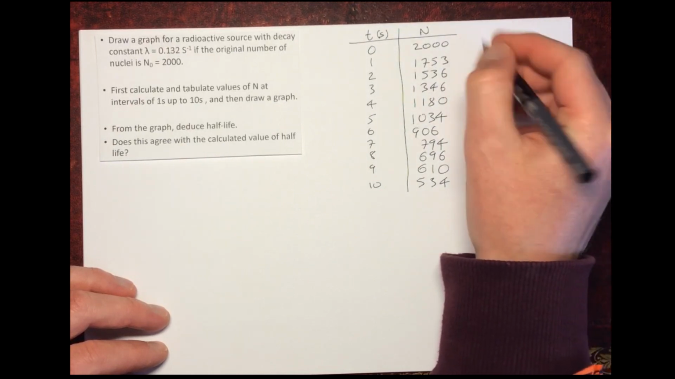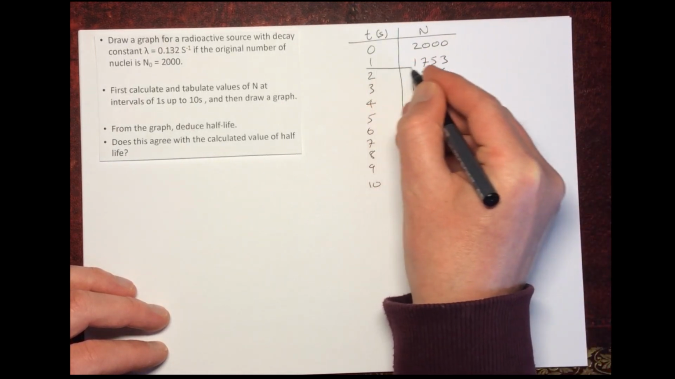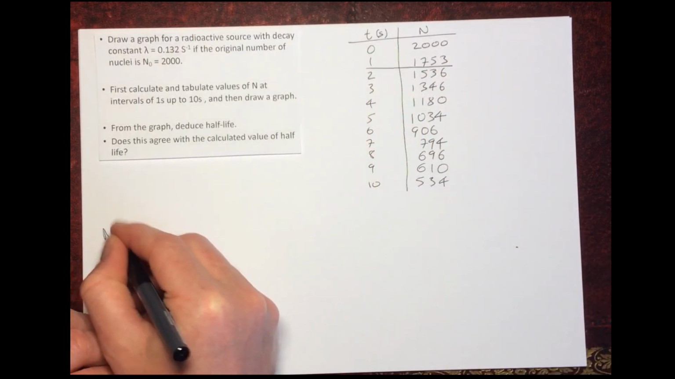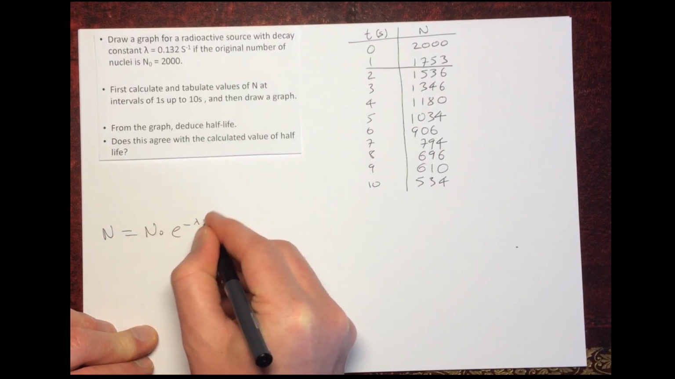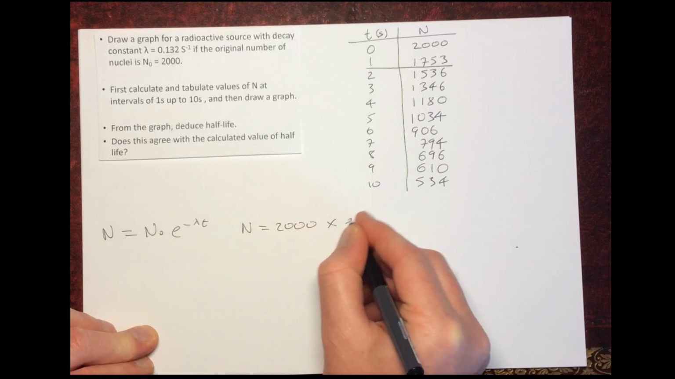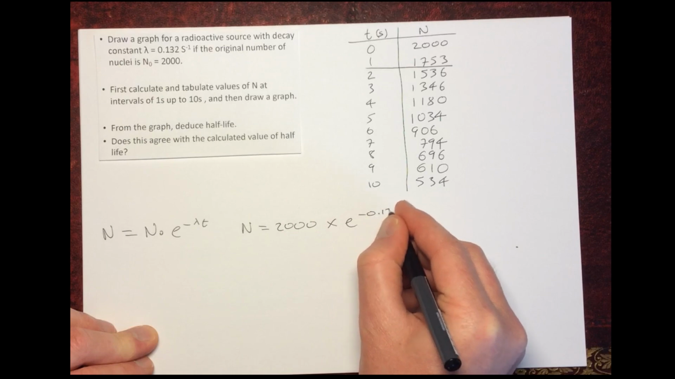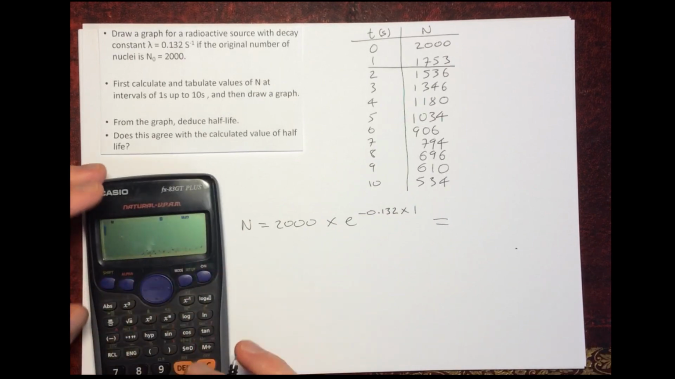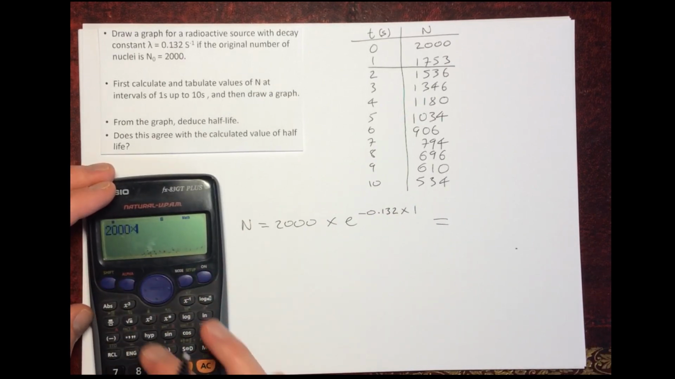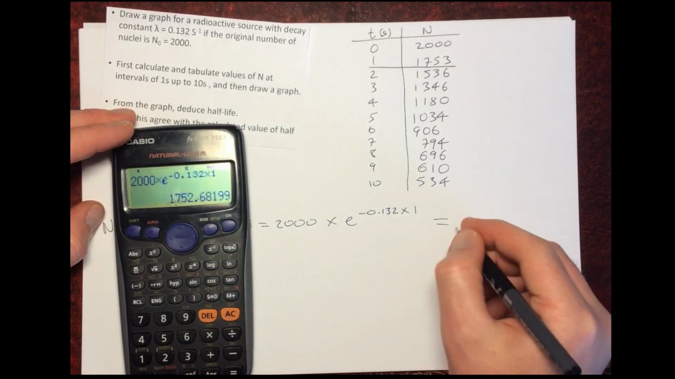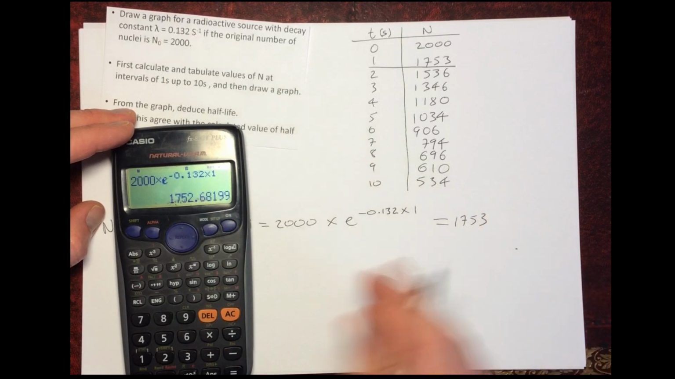Well, how have I done that? Let me just give you an example for this one here. We know that for 0 seconds it's that. After 1 second, we can say that n equals n naught e to the minus lambda t. So it's just n equals 2000 multiplied by e to the power of minus 0.132 times 1 second. If you put that into your calculator, that gives you 1753 when you round it up.